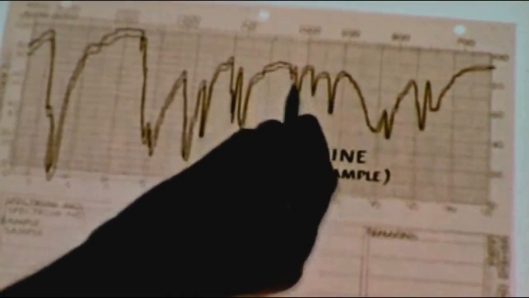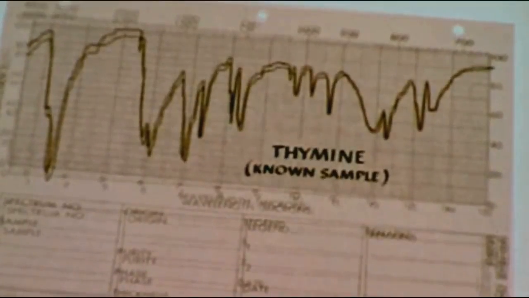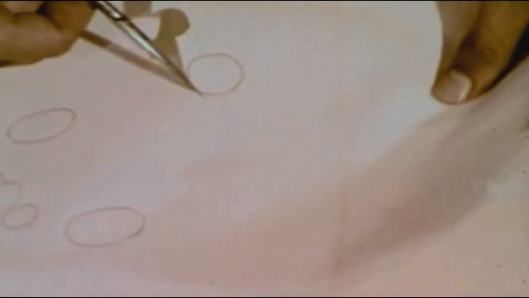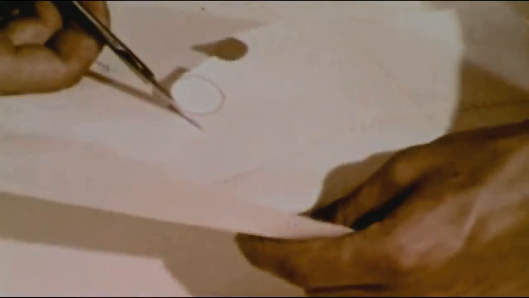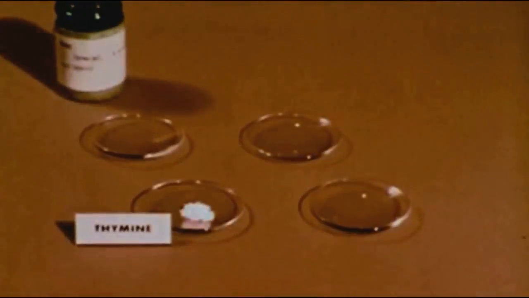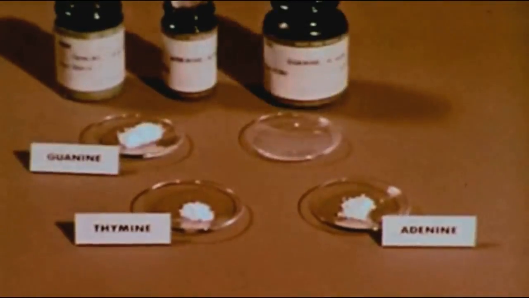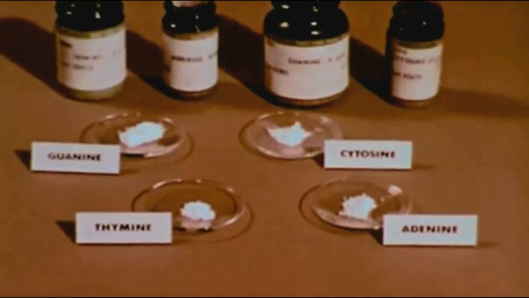Apparently, chromosomes contain thymine. Similar analysis of the other components shows that each has its own characteristic spectrum. Identification shows that besides thymine, chromosomes contain adenine, guanine, and cytosine.